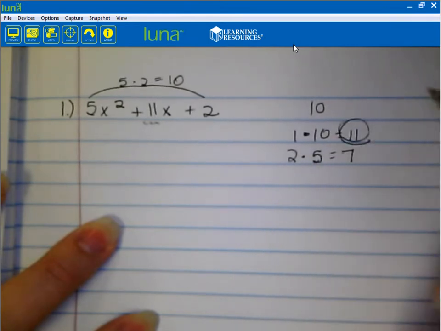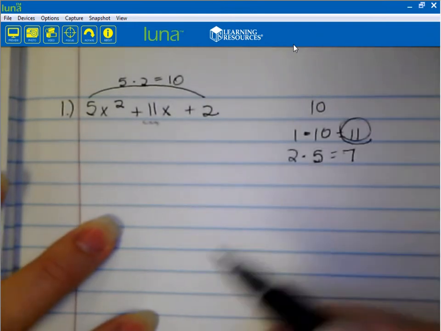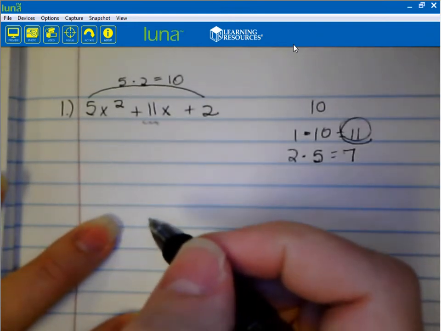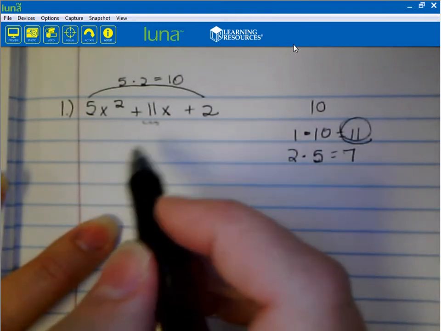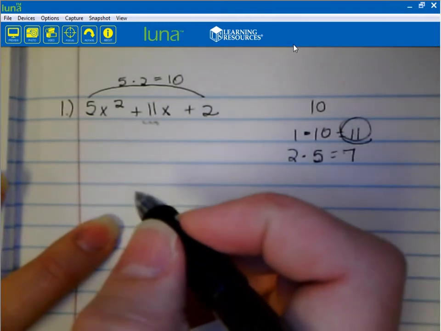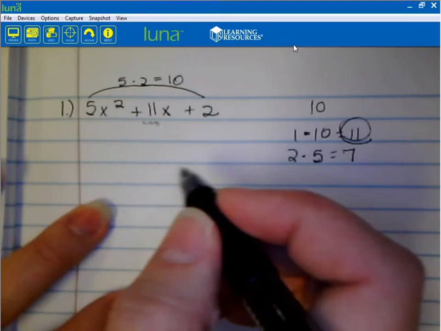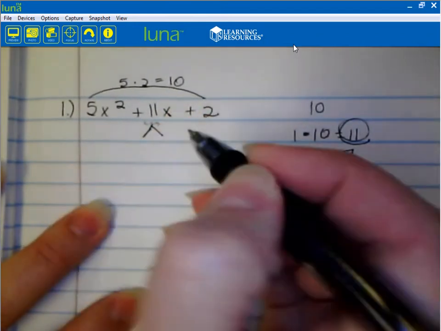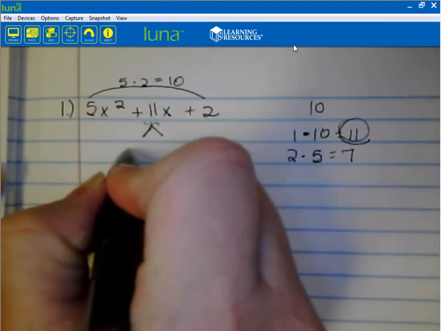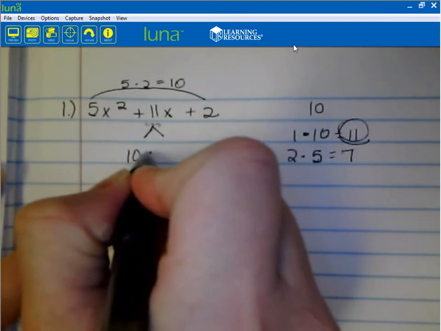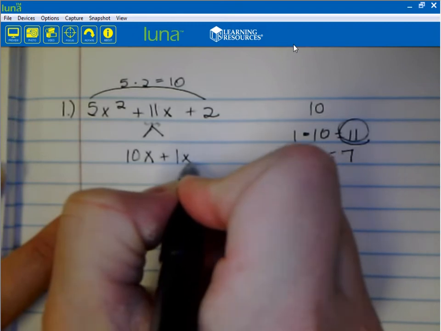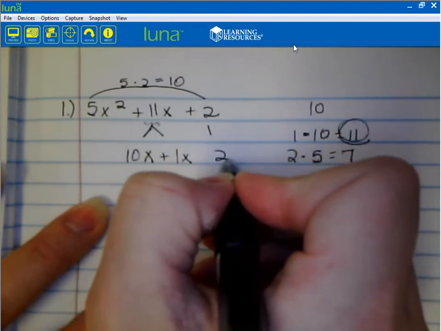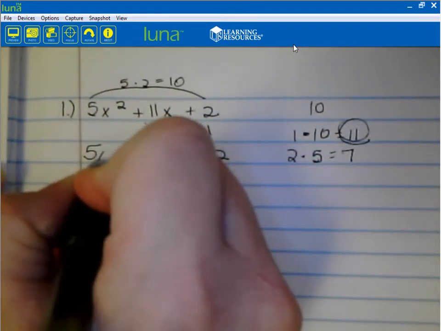So again, our first one, the 11, that's what we're looking for here. So we know that 1 and 10 are the factors of 10 that we're going to be using to factor out this problem. So to show that, I'm going to say that this 11x translates to 10x plus 1x. And then I'm going to bring down my 2. Bring down my 5x squared.